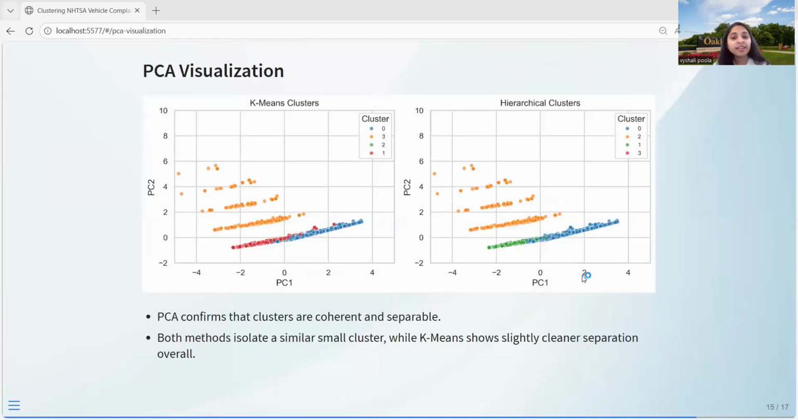To further validate the clusters, I used PCA to visualize them in two dimensions. Both methods show a reasonably clean separation, meaning the feature space supports meaningful clustering. K-means shows slightly better defined boundaries, which aligns with the silhouette scores we saw earlier. It was higher for k-means.